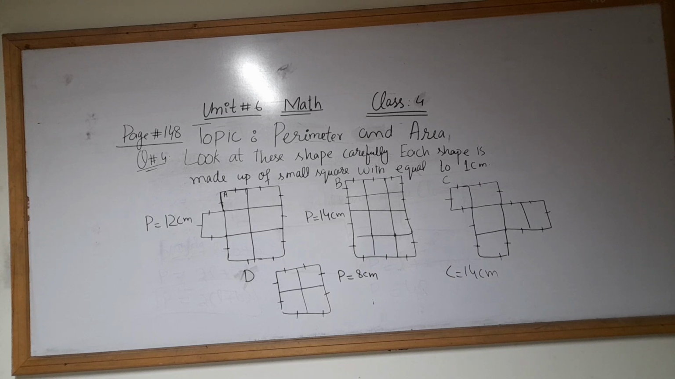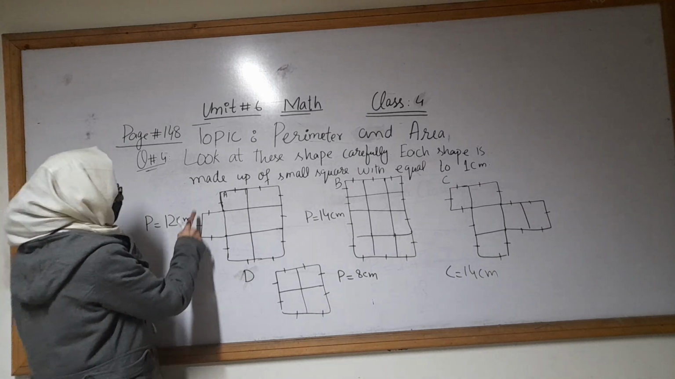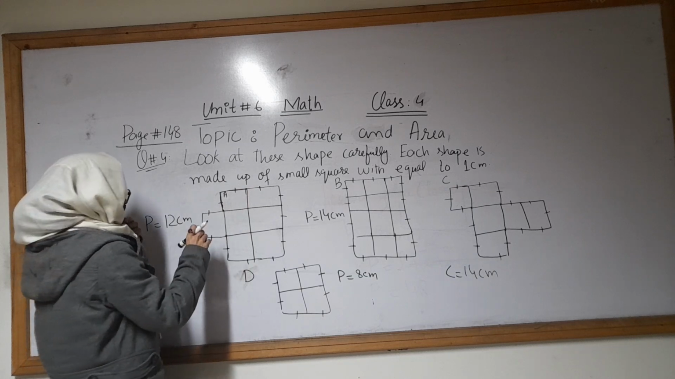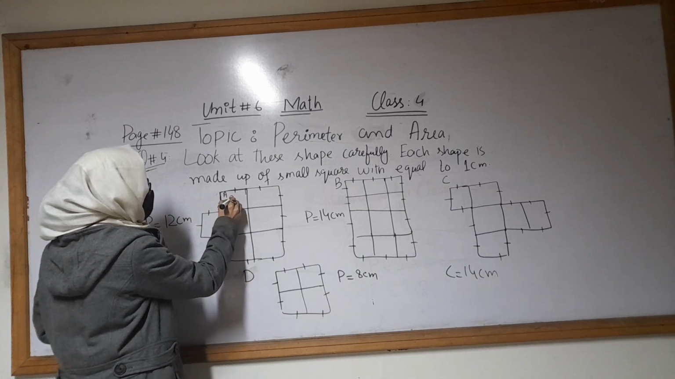Now we have to find the area of these shapes. So perimeter is the boundary of the closed shape. But what is the area? As you all know, area is the inside surface of the shape. So in this figure, boundary is the perimeter. But what is the area? Area is the inside surface.